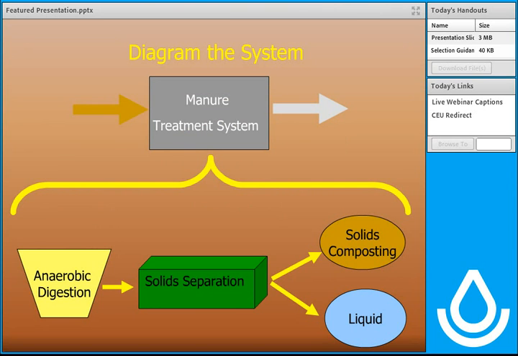So here's the initial diagram, and it kind of gives the big picture of the project. Here we see for this treatment system, manure enters the anaerobic digester. Then the digestate is passed through a solid separator, and it creates two waste streams: a solid waste stream and a liquid waste stream. The solids are then composted so we could have them for other uses.